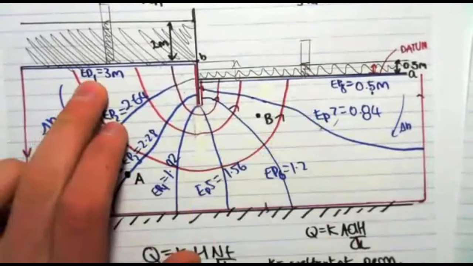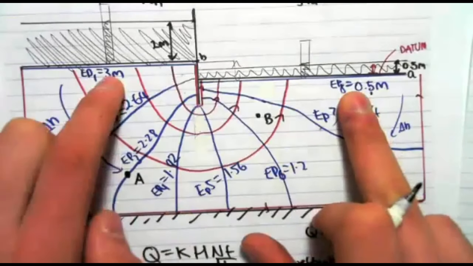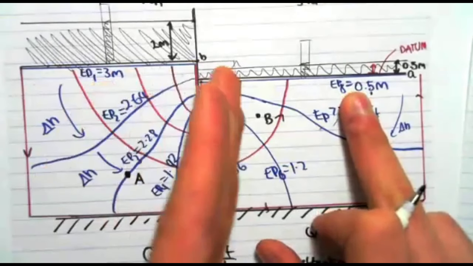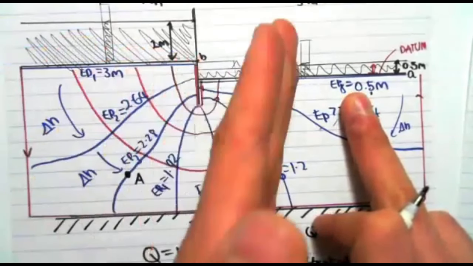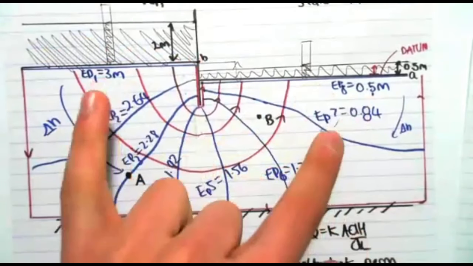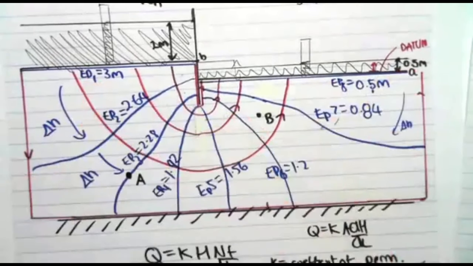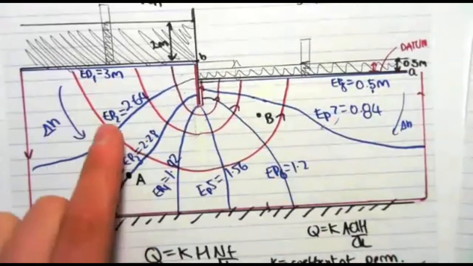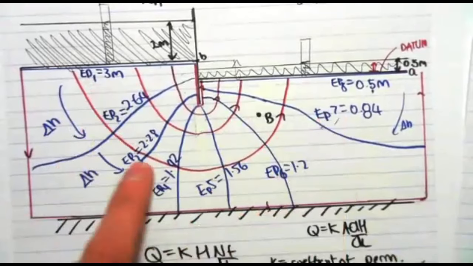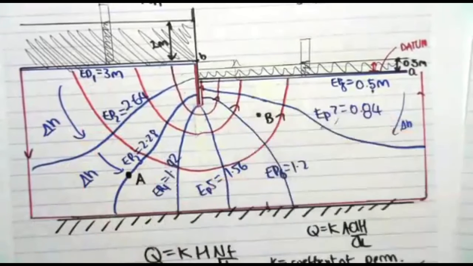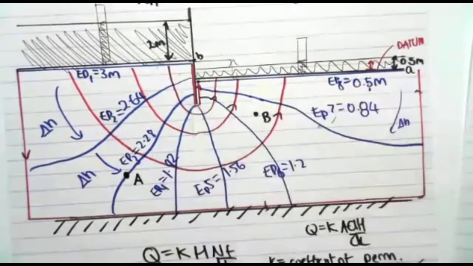We can start from the highest head to the lowest head and subtract equipotential changes in head, or we can start at the lowest and add changes in head to get back to the highest. Either direction won't matter. But that essentially gives us the head at every single point, and these equipotential lines represent points of equal head, as we've discussed.